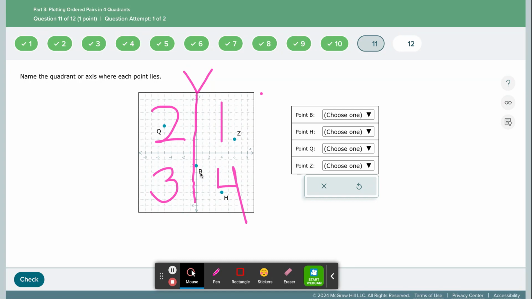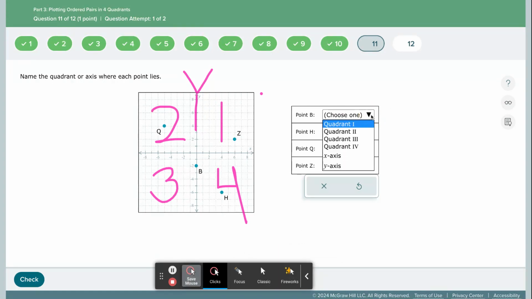So point B, it's not actually in a quadrant. If you can see that, I kind of drew over it, but it's literally on the line, right? So if it's not in a quadrant and it's on the line, you have to name the line that it's on. So what line is that? The actual name of the line is the y-axis, right? So it's on the y-axis, okay?